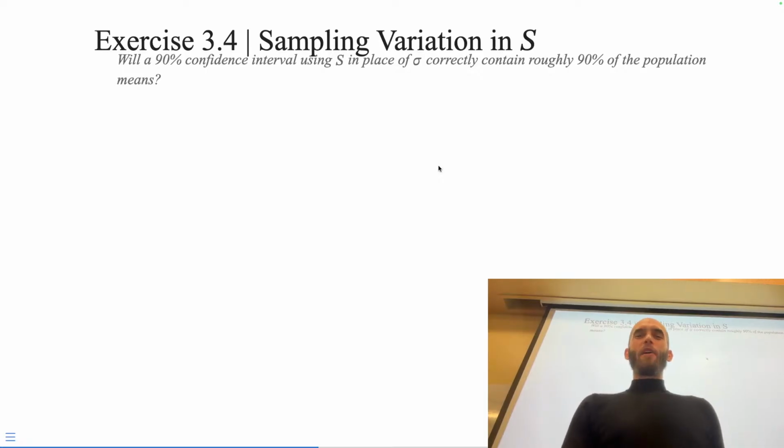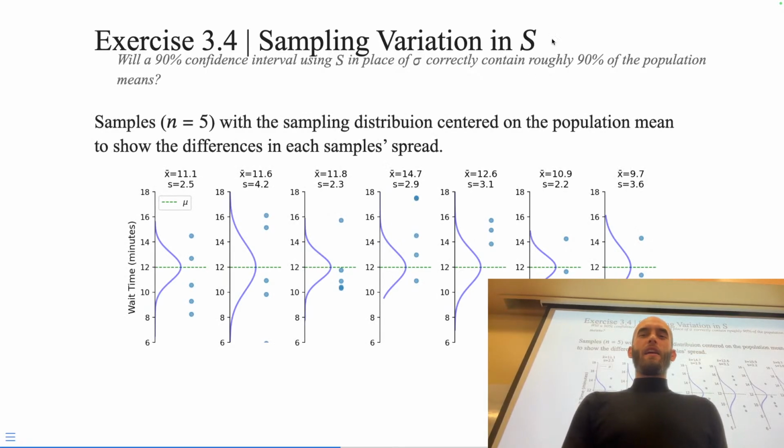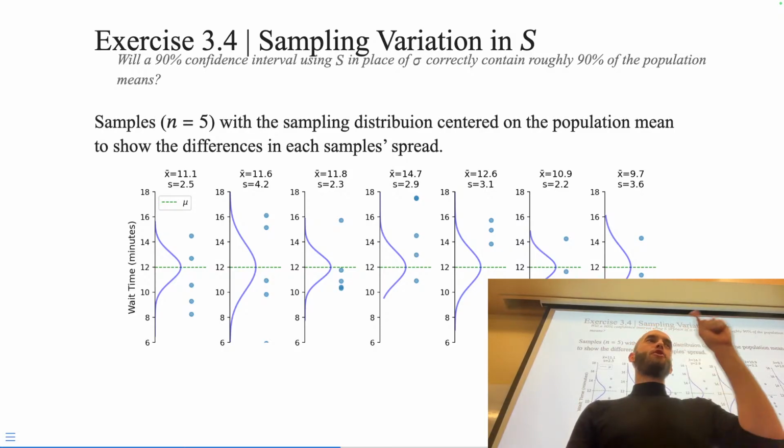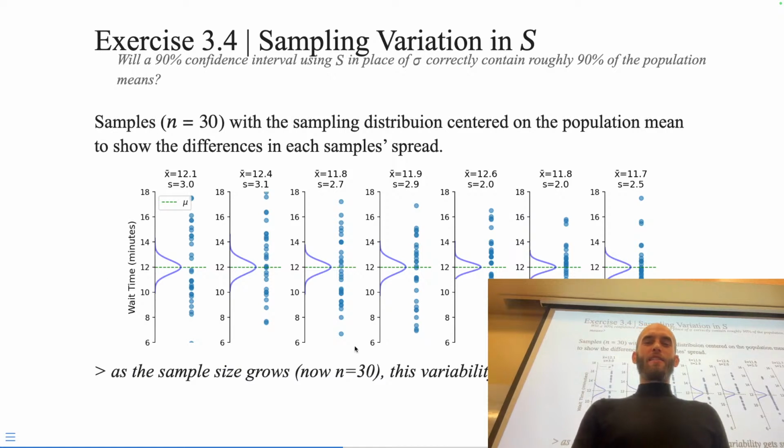So the sampling variability in S looked like this when we had a sample size of 5. But just to show you what happens as we increase our sample size, the sampling variability gets smaller. So the distribution of sample standard deviations gets tighter and tighter. You'll see there's less difference between these distributions as the sample size gets larger.